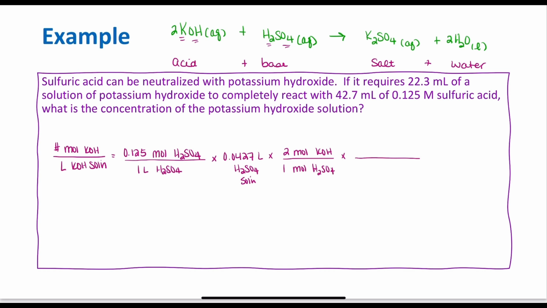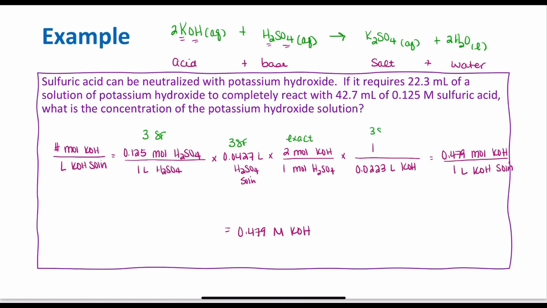Now I need that over volume to get it over liters of KOH. I used 22.3 milliliters, which is the same as 0.0223 liters of KOH. And this gives me 0.479 moles of KOH over every 1 liter of KOH solution, which you can also write as just 0.479 molar KOH. Again, always check your sig figs. Usually it's 3, but not always. 3 sig figs, 3 sig figs, exact. 3 sig figs, so 3 sig figs.